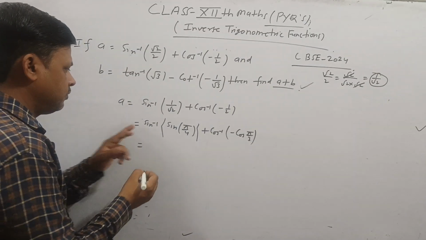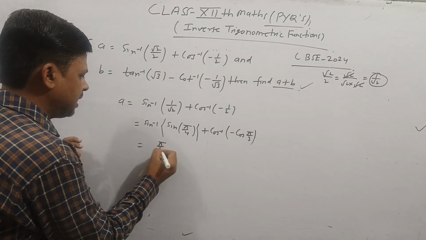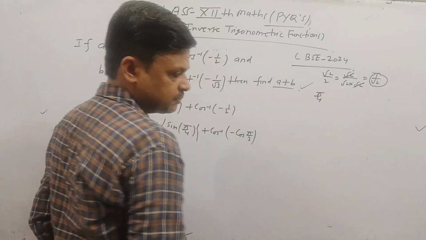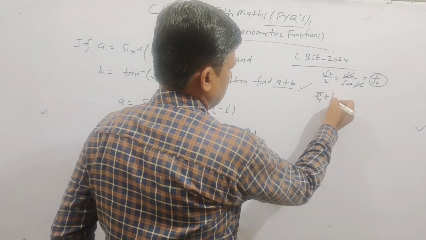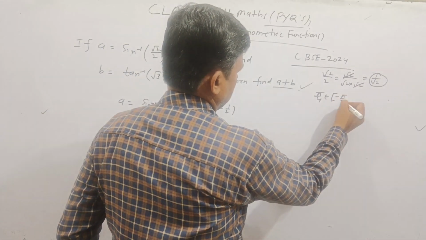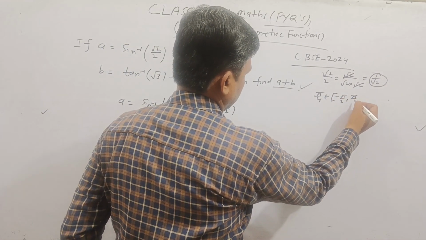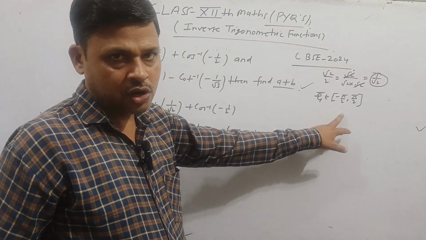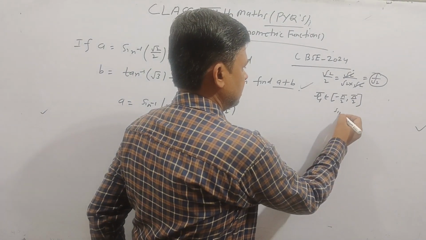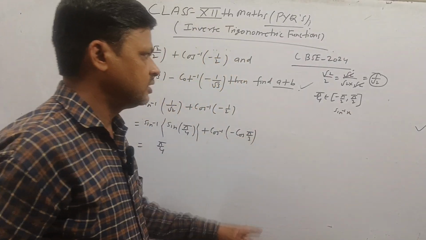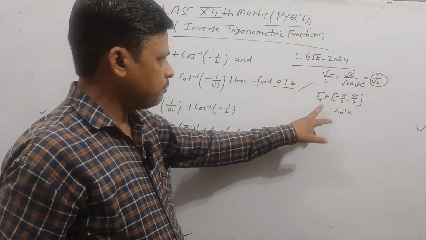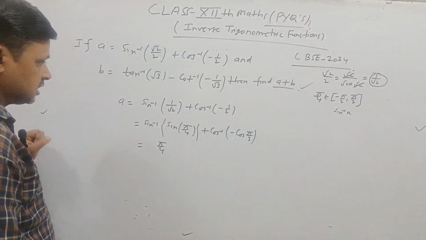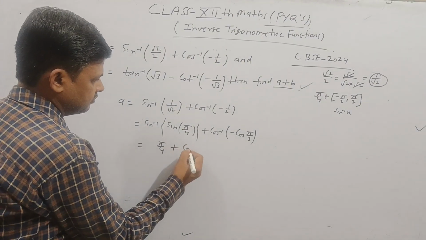Now we can write it as pi by 4, and pi by 4 is the correct principal value because it lies in the closed interval from minus pi by 2 to pi by 2. It is the principal value range of the sine inverse function, and pi by 4 belongs to this closed interval. So it is pi by 4 plus cos inverse.